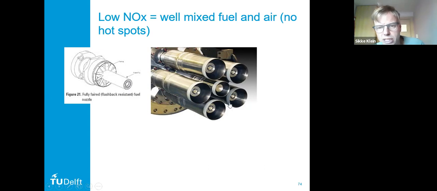And by using these five premixers or five plus one premixers, you can switch off burners during various modes of operation. And that way you can also assure flame stability for the different situations. So at full load, they're all burning. And at part load, you switch off part of the burners or switch part of the burners from premix to non-premix combustion, at lower turbine inlet temperatures.